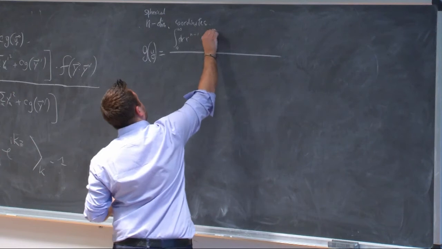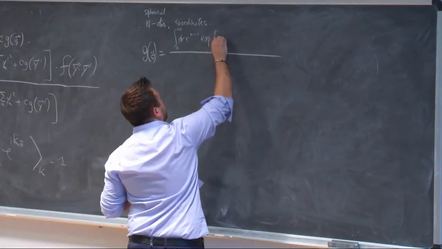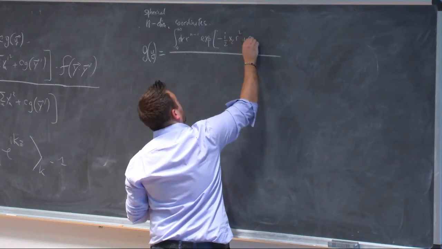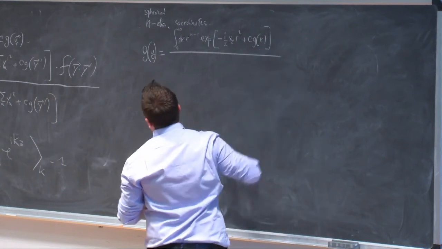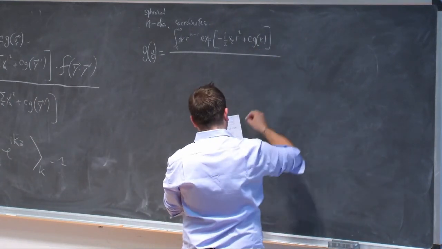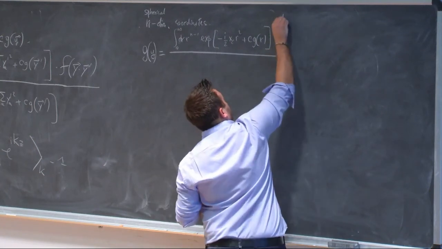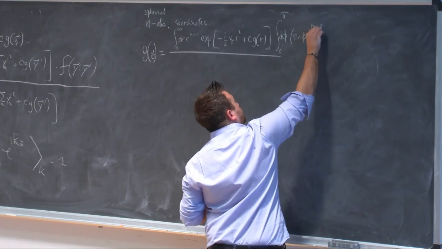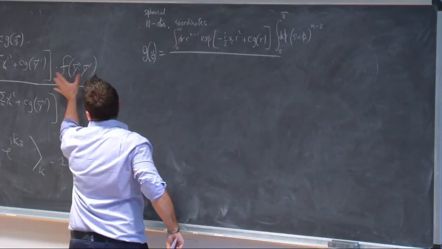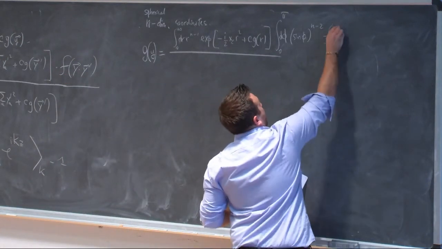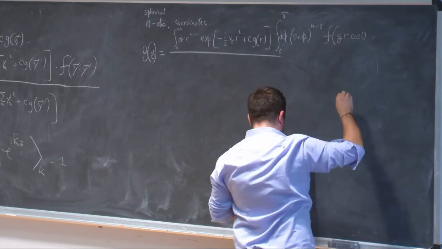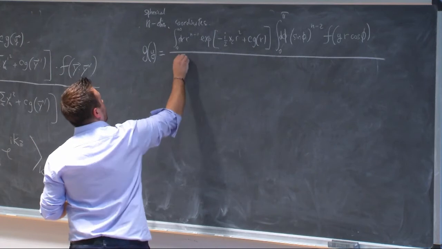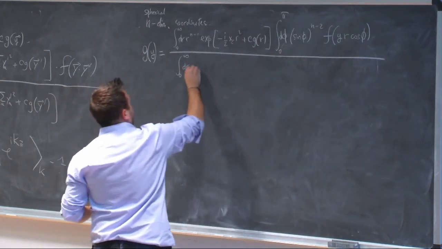And then you will have the exponential of minus i over 2 times one angular integral which survives as before. So this will be sine phi to the n minus 2. And then there is a term that comes from here. This term would be f of y r cos phi. And downstairs, you have the same thing, except this last bit there.